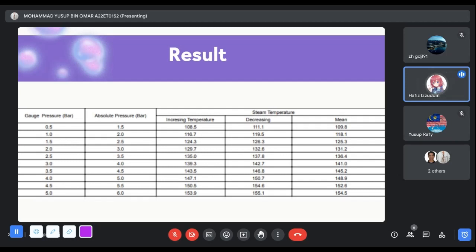2.5 bar is 136.4 degrees Celsius. 3.0 bar we can get 141.0 degrees Celsius. 3.5 bar we can get 145.2 degrees Celsius. 4.0 bar we can get 148.9 degrees Celsius. 4.5 bar we get 142.6 degrees Celsius, and lastly for the gas pressure 5 bar we can get 154.5 degrees Celsius.